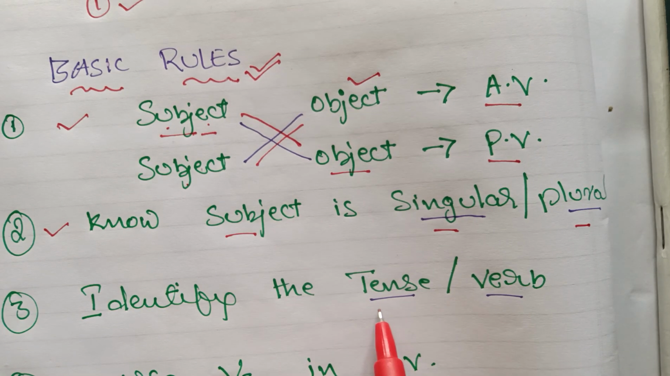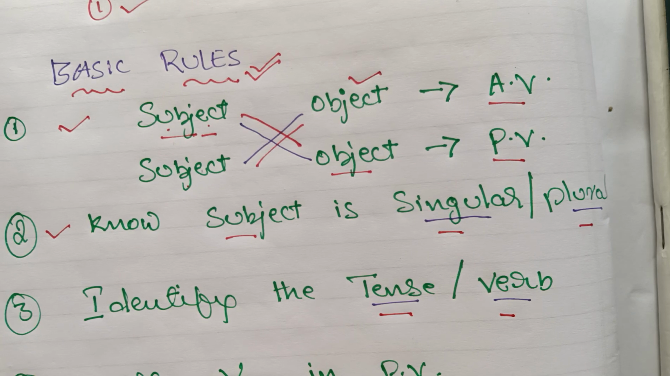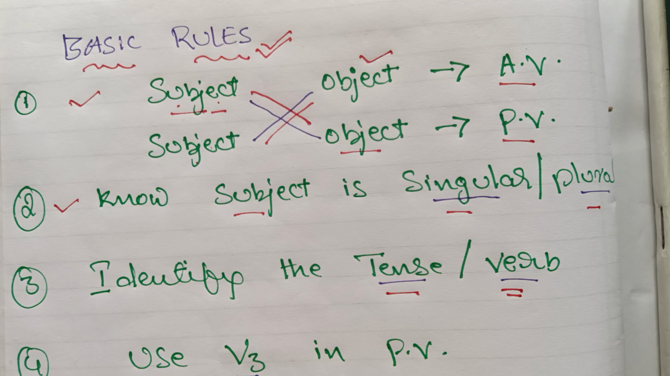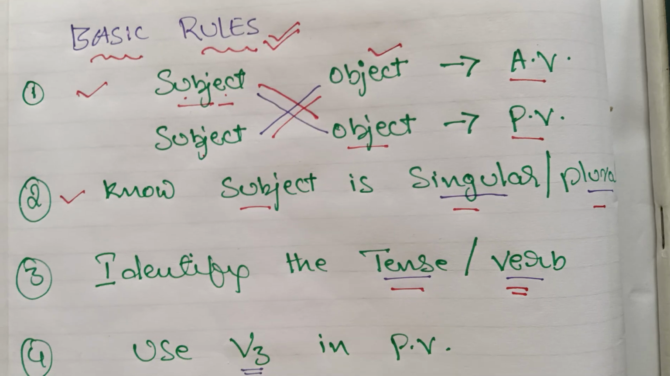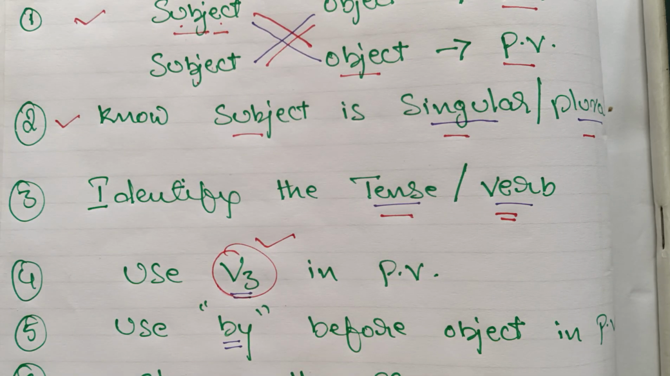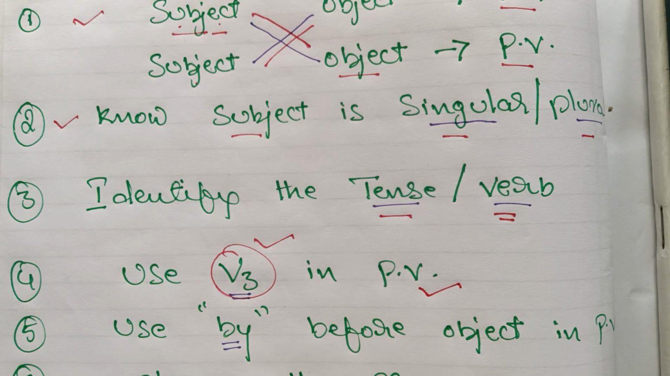And the third rule, identify the tense. Which tense does the sentence fall into? Present tense, past tense, or future tense. And we need to be very aware regarding the use of the verb, whether it is V1 or V2 or V3. And the fourth rule, very important. Always use V3 in passive voice. V3 means past participle. For example, break, broke, broken. Broken is V3, verb 3, past participle. So always use V3 in passive voice. Never V1, never V2, always V3.